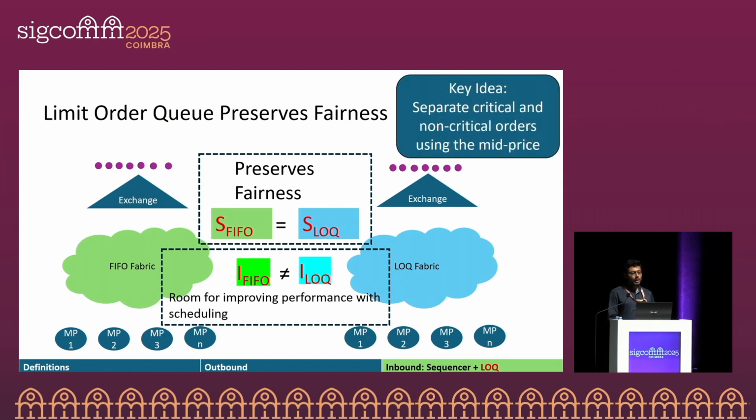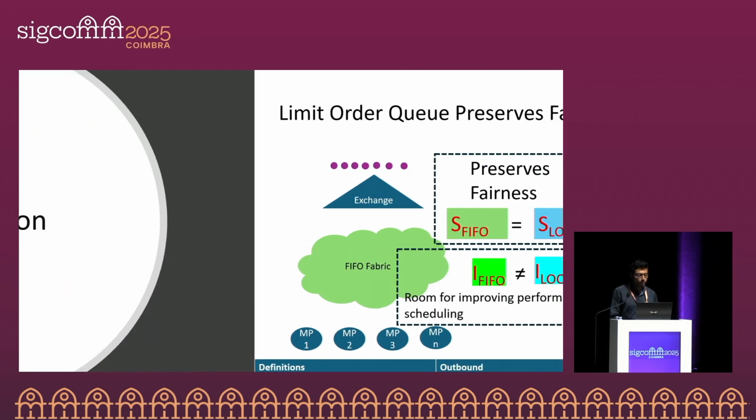So the key idea here is to separate the critical from the non-critical orders using the mid price. So critical orders are those that are closer to the mid price. The details of how we do this are in the paper. So please take a look.